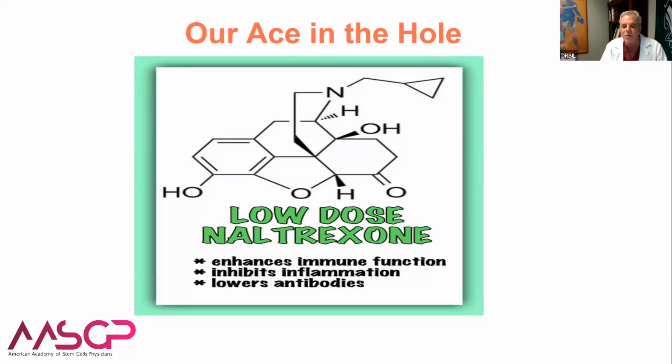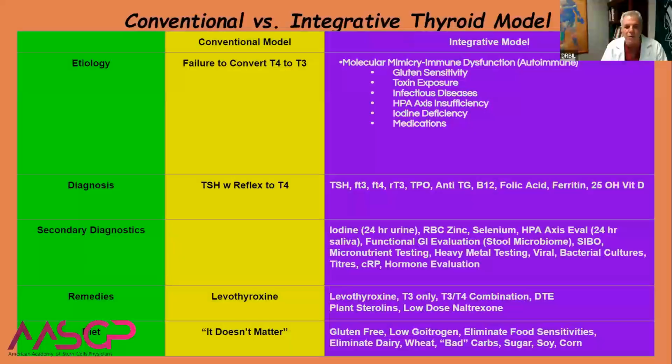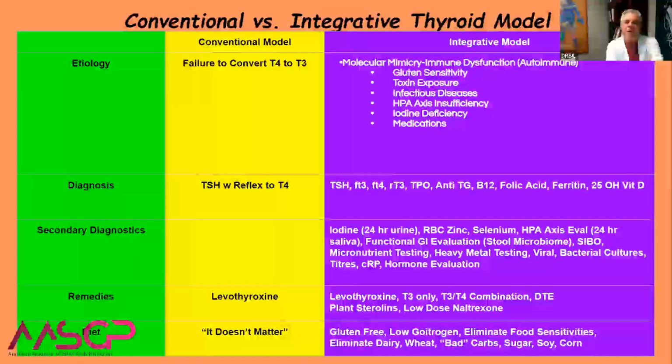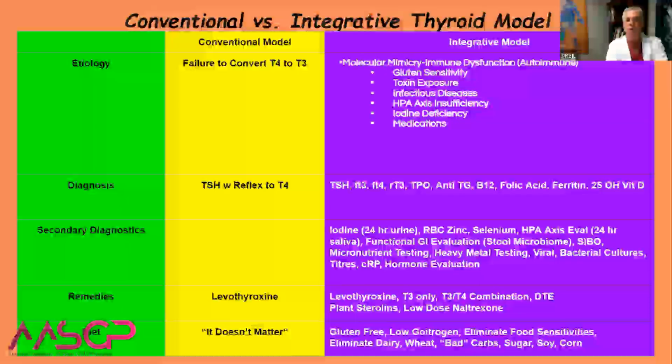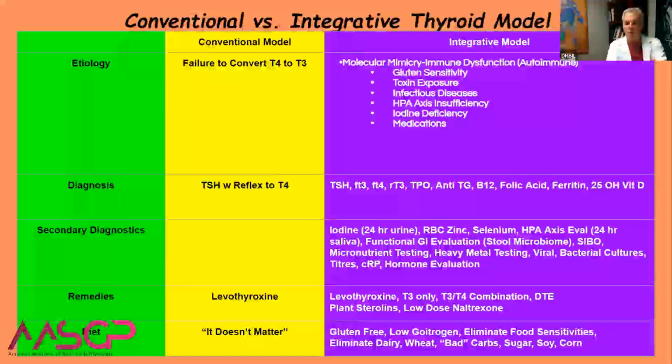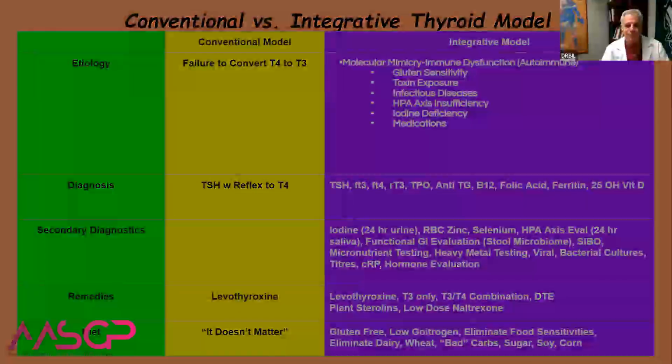Make sure their thyroid function is adequate. We like the TSH at 0.8 to 2.0. We like the free T3 in the upper third of the normal range, so about 3.4 to 4.2. That's kind of our treatment goals. Here's a chart of conventional versus integrative models for treating Hashimoto's thyroiditis. As you can see, we're much more complete over on the right than the left.